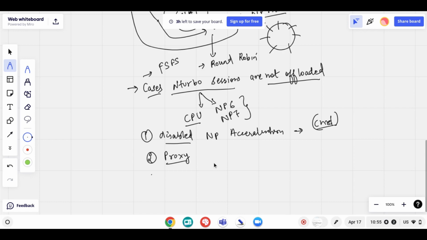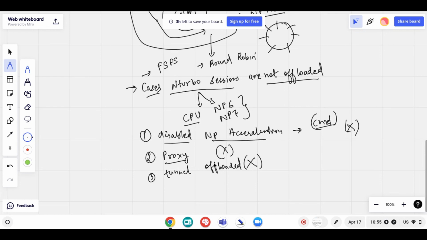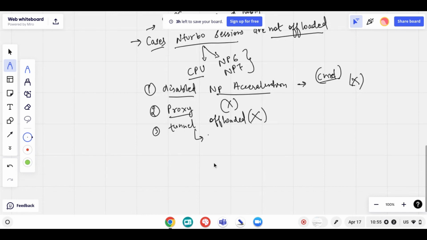Then tunneling. If you have a tunnel, or if you are performing any type of IPsec VPN tunnel or any type of SSL VPN, that cannot be offloaded. That also cannot be offloaded under proxy. The disabling of NP acceleration also means it cannot be offloaded. Only in terms of an IPsec VPN tunnel, the session can be offloaded if the security association can be offloaded. Only in terms of the security association is that allowed, and in that case only the session can be offloaded. So these are all the cases where your session cannot be offloaded.